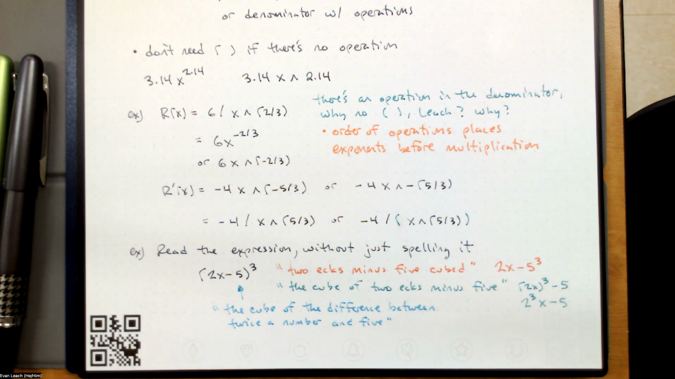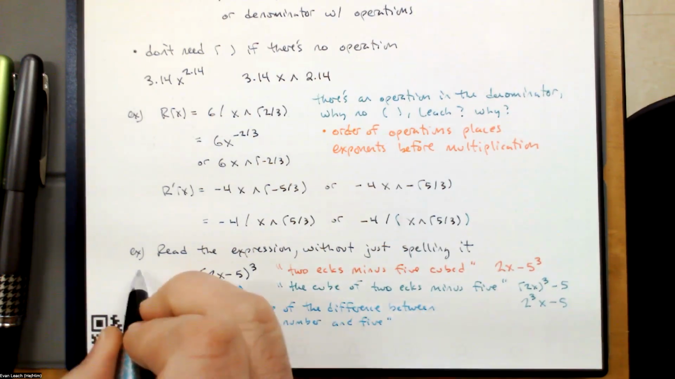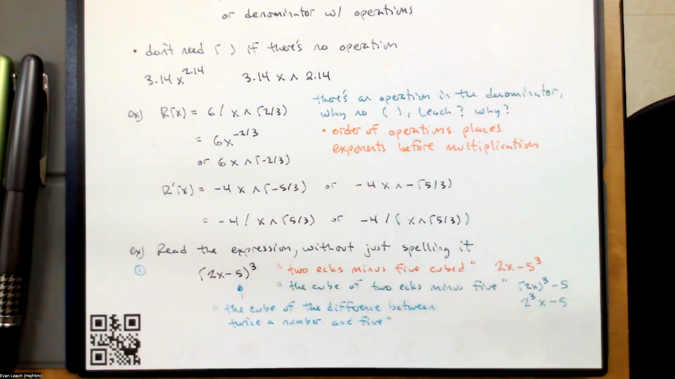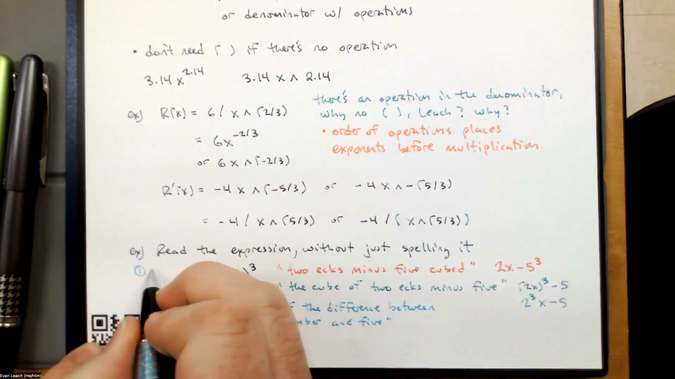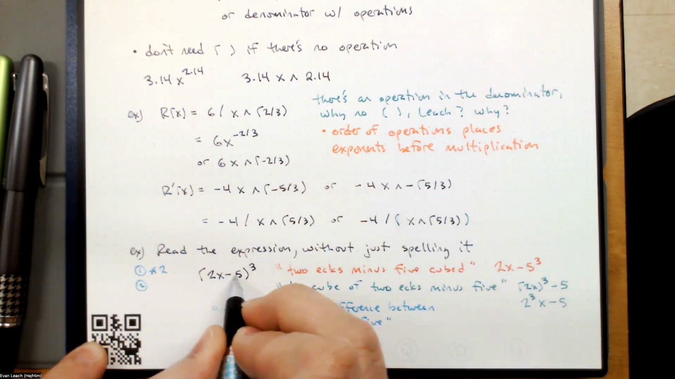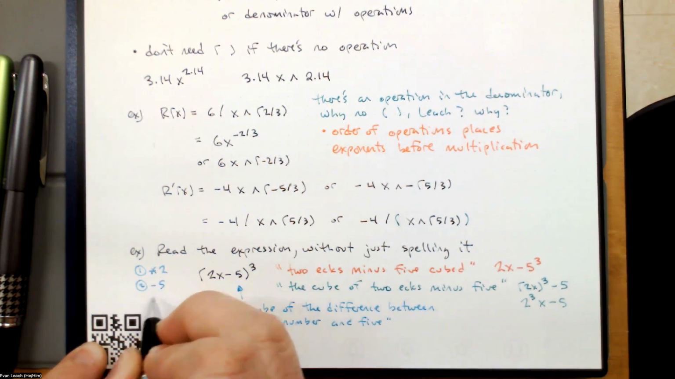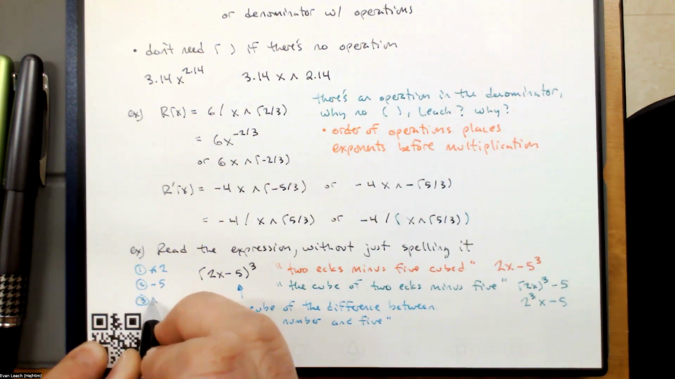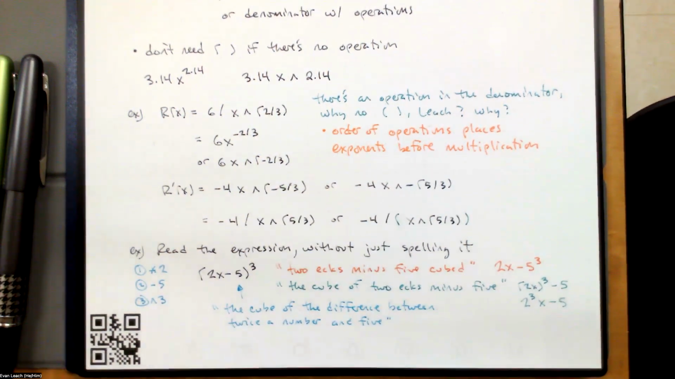If you want an easy way to figure out how to read an expression, write down what order the operations happen in. What's the first thing that would happen to the x in this expression? If I plug in, say, x equals 10, the first thing I'd do is multiply it by 2. Next, we subtract 5. And third, we raise to the third power. That's the order of operations that turns x into this expression.